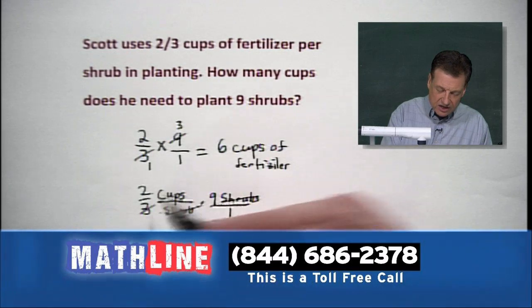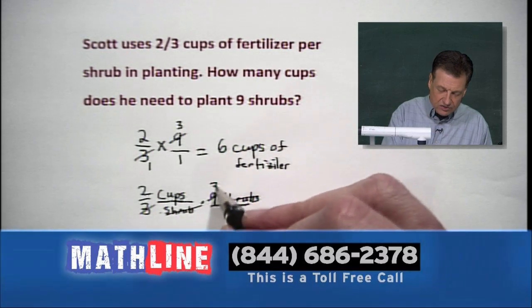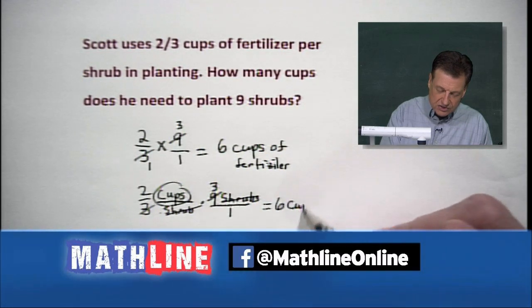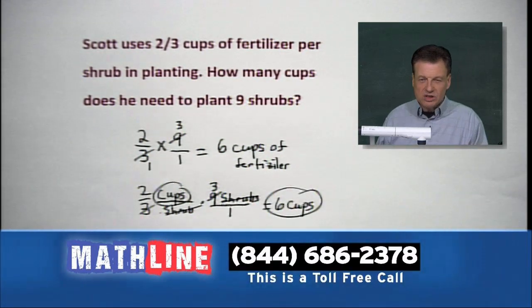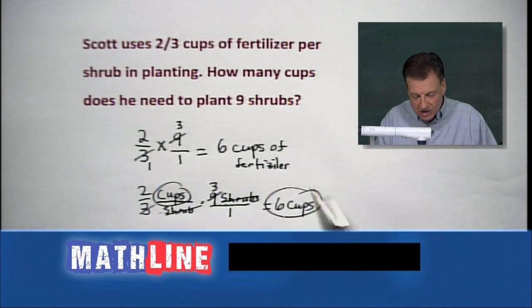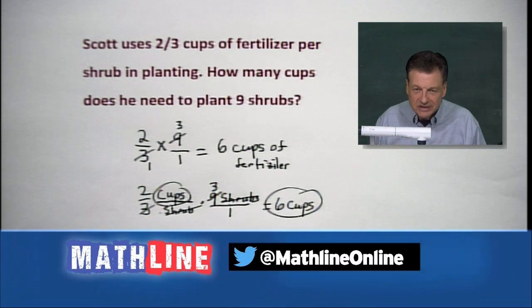So let's go ahead and look again. It's still going to give us what? 2 times 3, and what's left? You've got 6 cups. So sometimes we can take a problem and do a little bit of understanding why we came up with cups here. We think about it, oh yes, 2/3 times 9, and that works great.